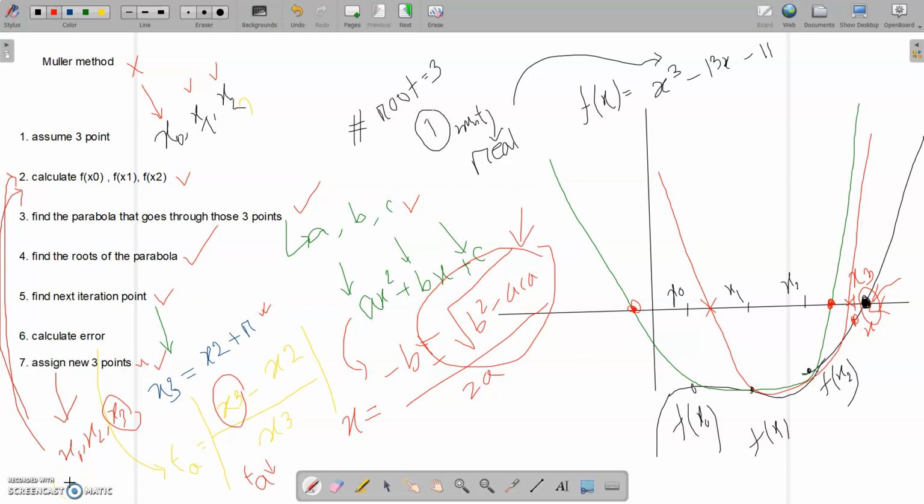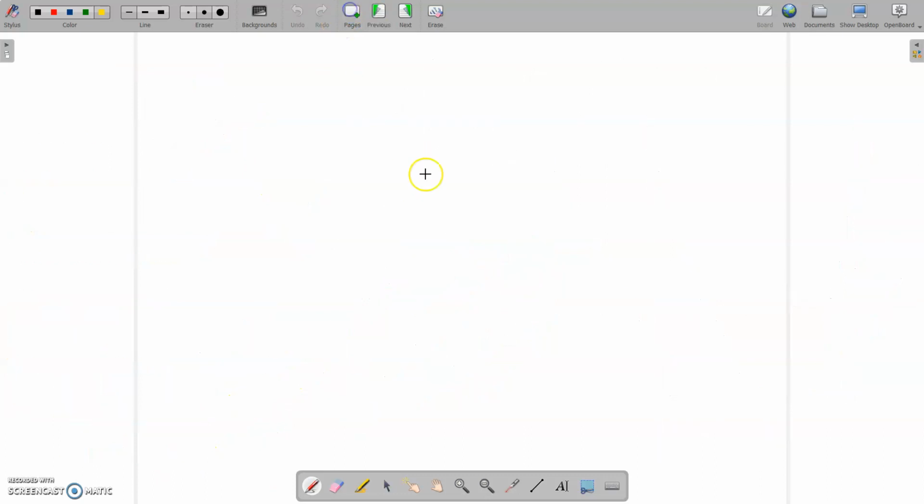Okay, now let's look into this step first. How do we find the parabola that goes through these 3 points, the 3 points that we assumed before? Now, when we have a linear equation like this, so for example, y equals mx plus c.